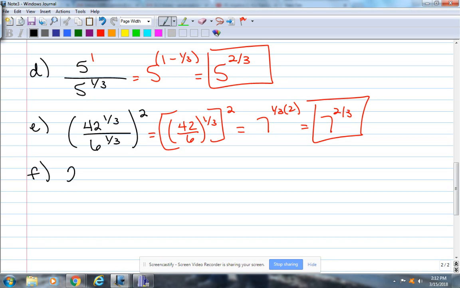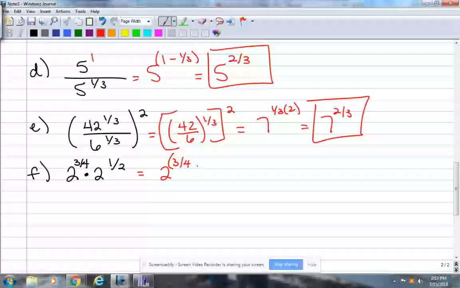Let's mix them up now. Let's go back and grab all of them. Oh, that's 2 to the 3/4 times 2 to the 1/2. How do we do that? You add them. So it's going to be 2 to the 3/4 plus 1/2.